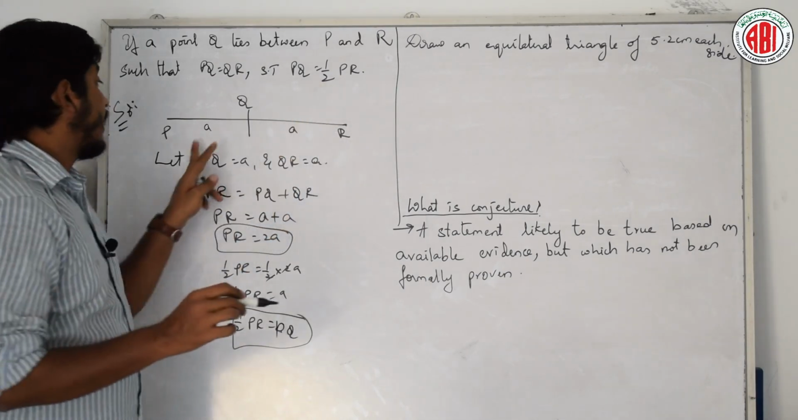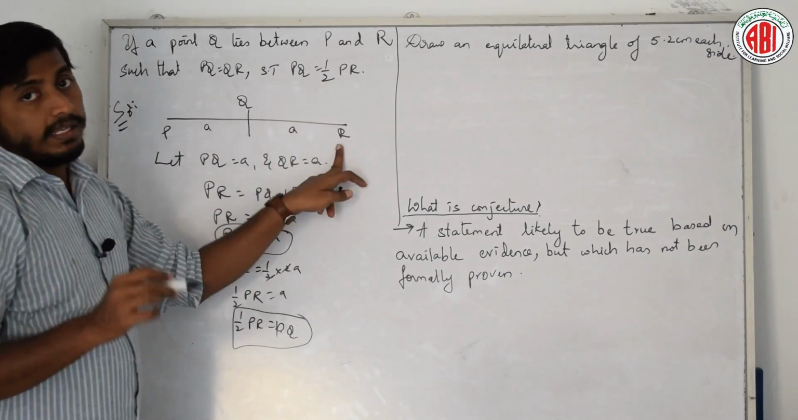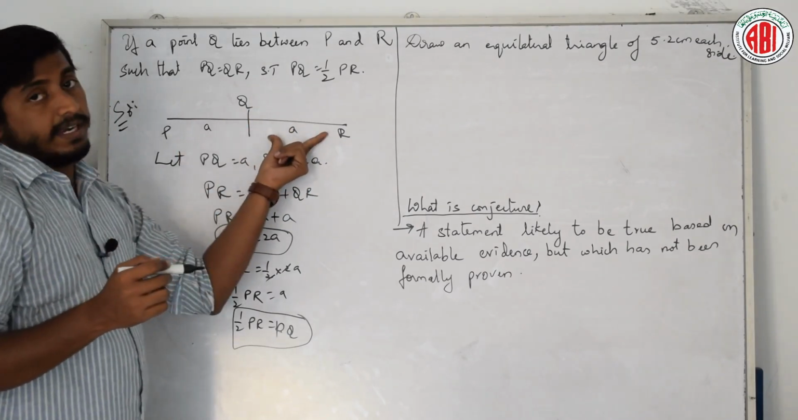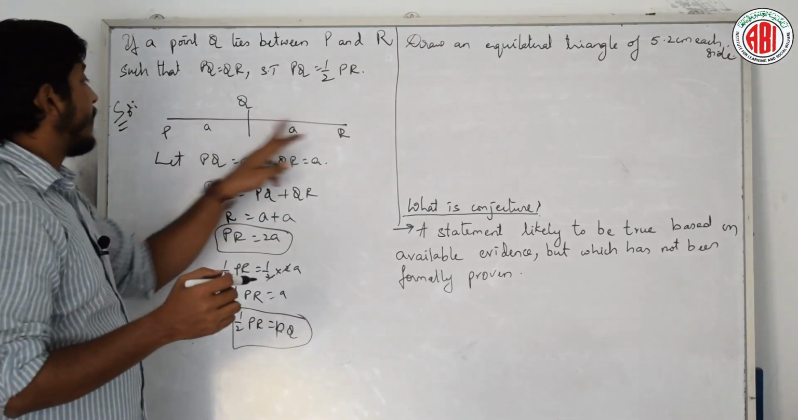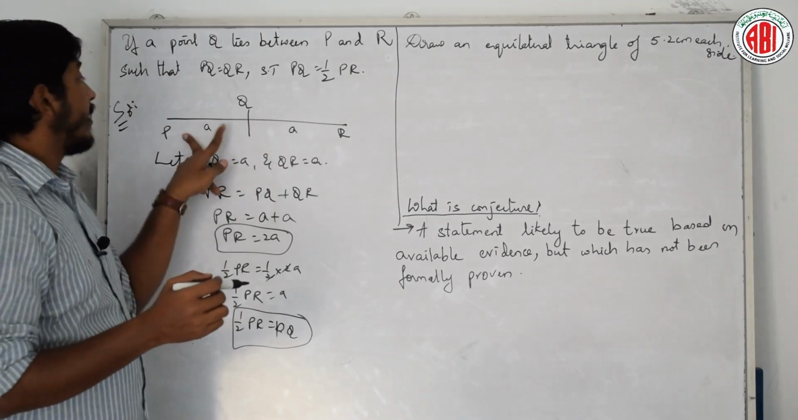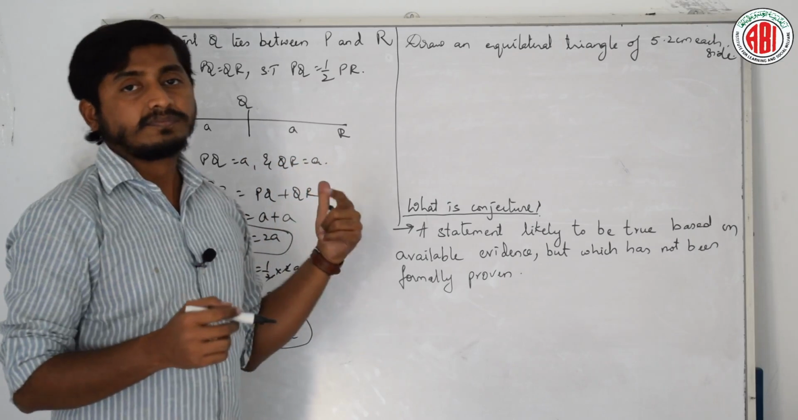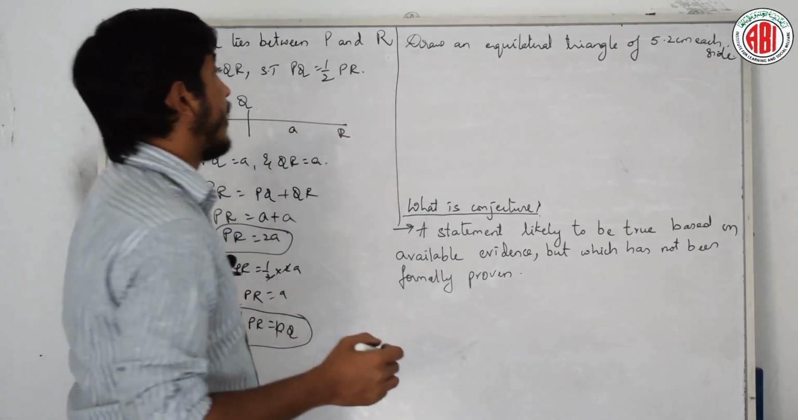Once again, he is telling PR are 2 points, and Q is a point in between such that this side is equal to this side. Then PR is equal to double of PQ, or else PQ is simply half of PR. Clear? Did you understand? See here, next question.